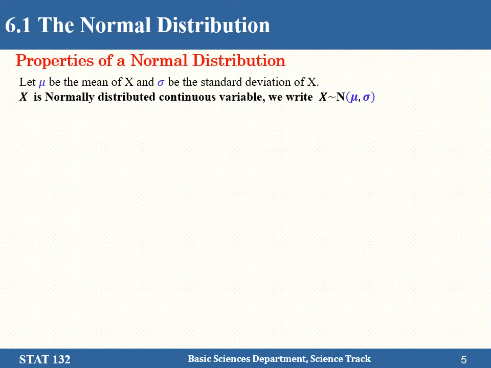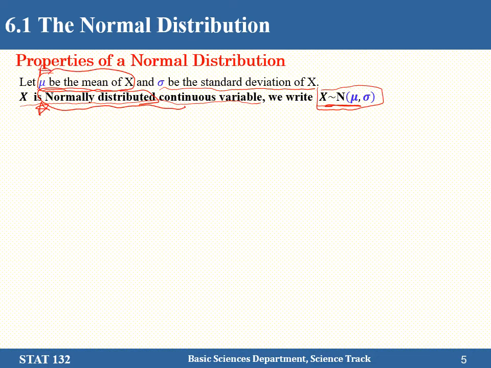Let's look at the properties of normal distribution in detail. Let mu be the mean of X and sigma be the standard deviation of X. X is a random variable, so X might be this exam score, or age, or something like that. If X is normally distributed continuous variable, then we write X tilde N(mu, sigma). So when you see this notation, it means X is normally distributed, its mean is mu, and sigma is the standard deviation of X.